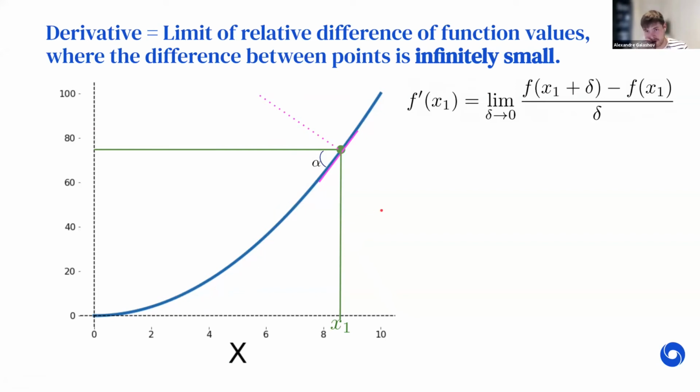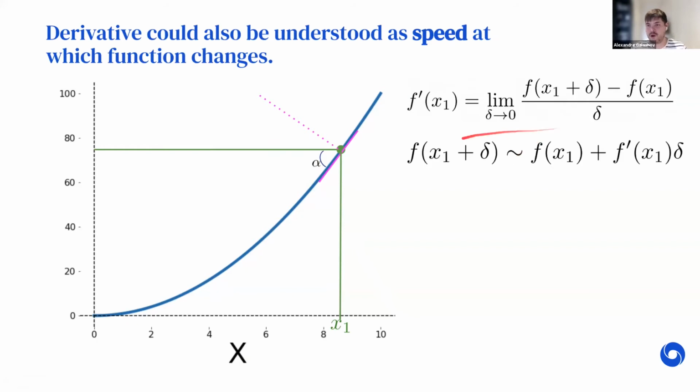Another way to look at the derivative is to assume that delta is not zero, but almost zero. You rearrange the terms of this limit equation, but you don't go to the limit yet. In this case, the value of your function at the new point, which is extremely close to x1, is almost the value of the function at x1 plus this delta times this derivative. So the derivative is often described as the speed of change of a function.